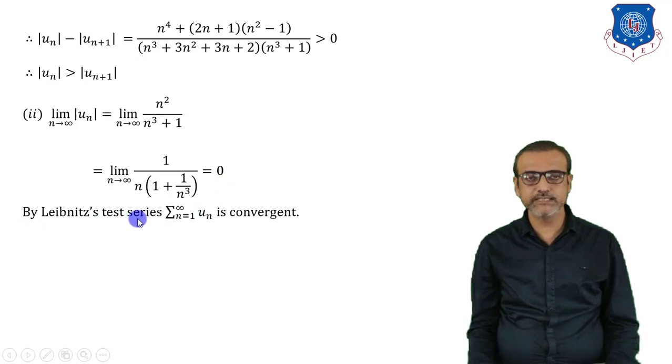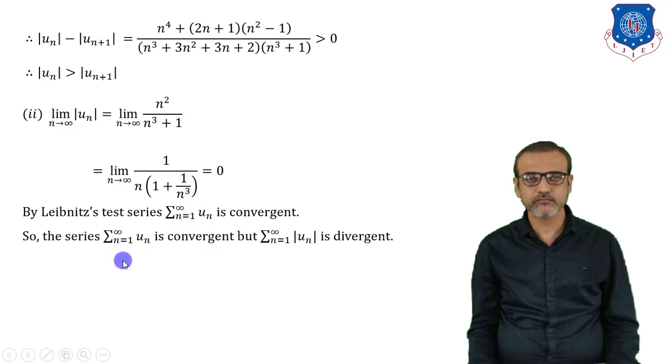Therefore, by Leibniz test, the series sigma n equals 1 to infinity, un is convergent. So the series sigma un from 1 to infinity is convergent, but sigma |un| from 1 to infinity is divergent. Hence, the series is conditionally convergent.